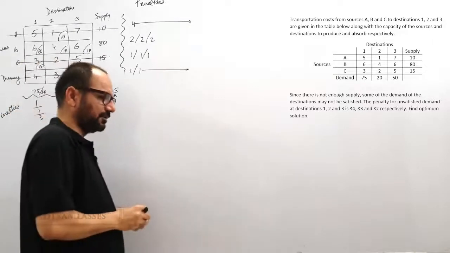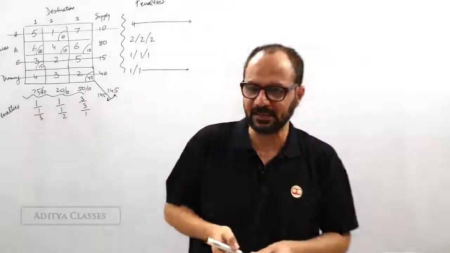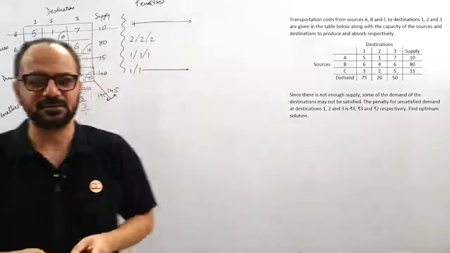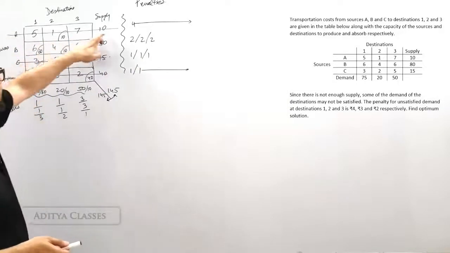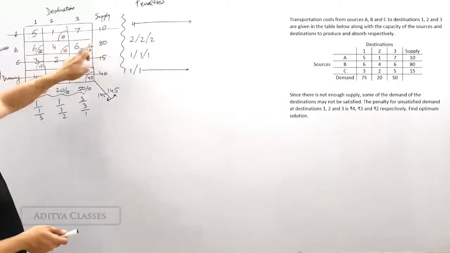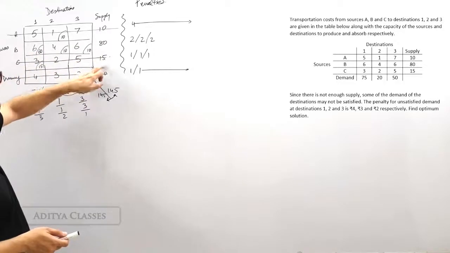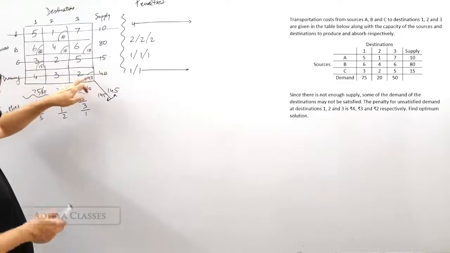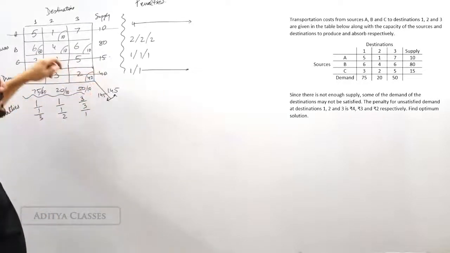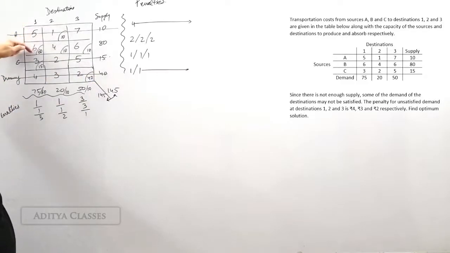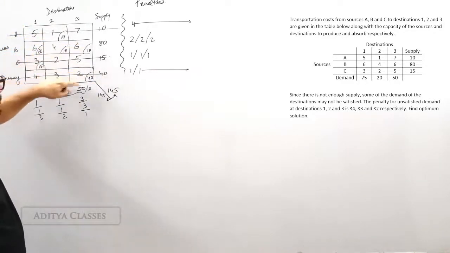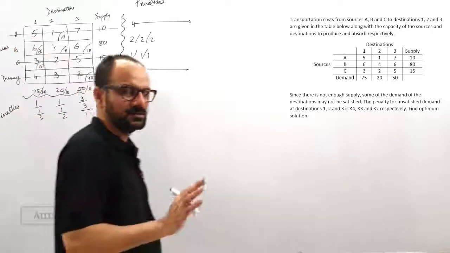Let us check it for feasibility. It is a good practice to always check your assignments for feasibility. A demand of 10 fulfilled by 10, 80 coming through 60, 10, 10, 10, 15, 1 short, 40, 1 short. Sources are satisfied. What about destinations? 60 and 10, 75, 10 and 10, 20, 10 and 40, 50. So it is a feasible solution.